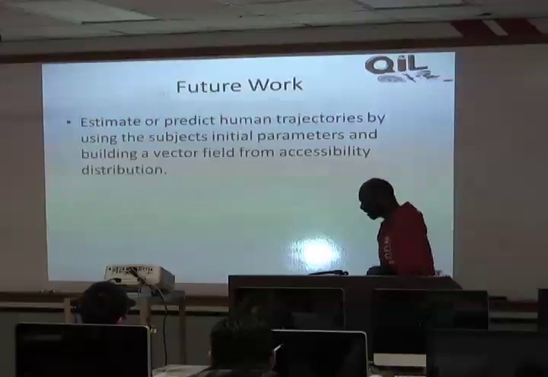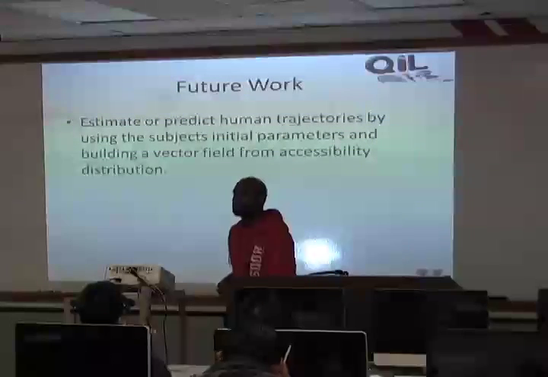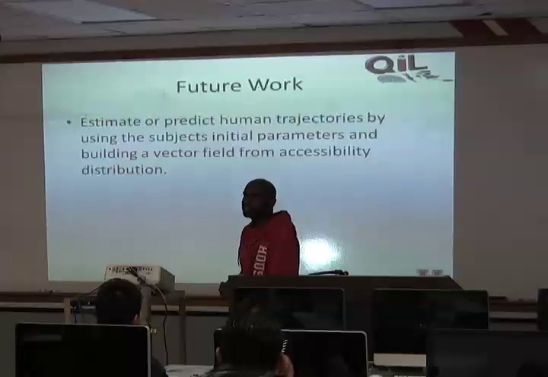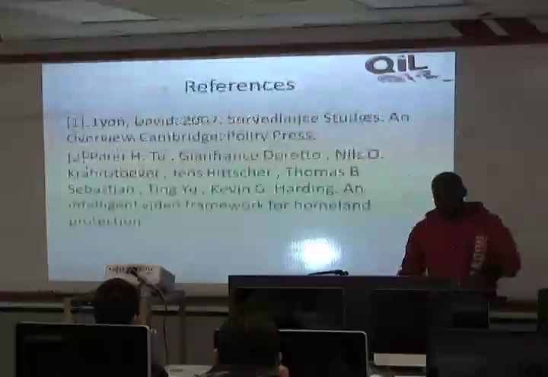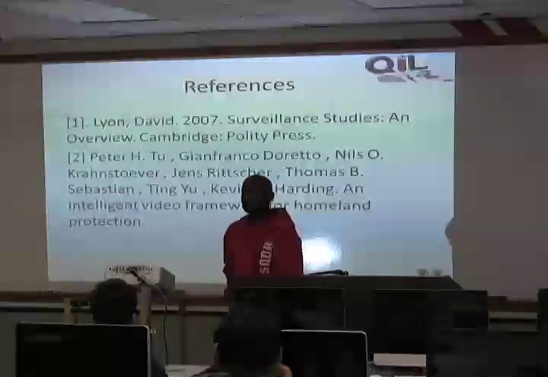So once we have this distribution, the idea is that given a human's initial parameters, like his direction of motion and his velocity, maybe we'll be able to predict his motion based on this distribution. And yeah, this is most of what I have. If you have any questions.